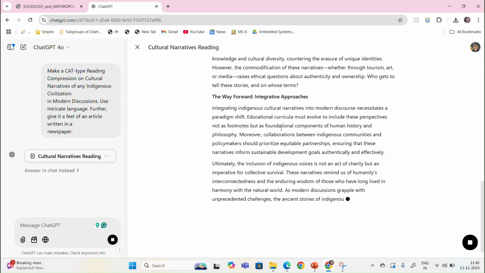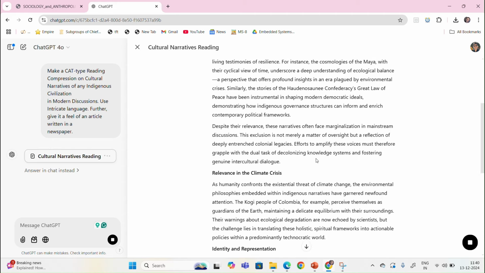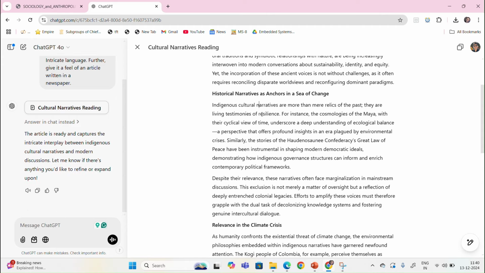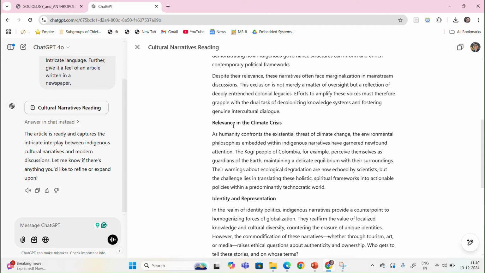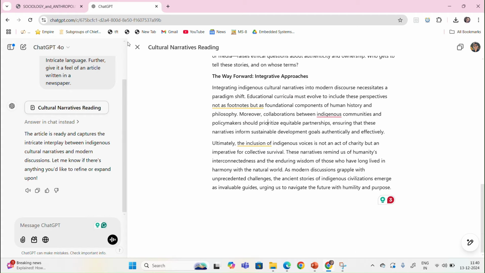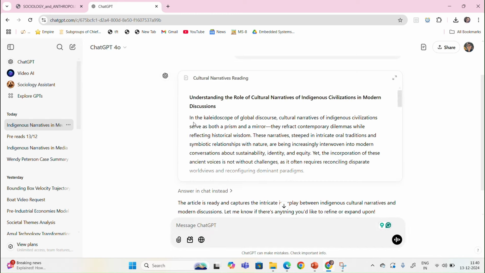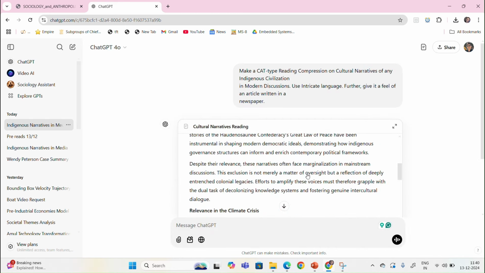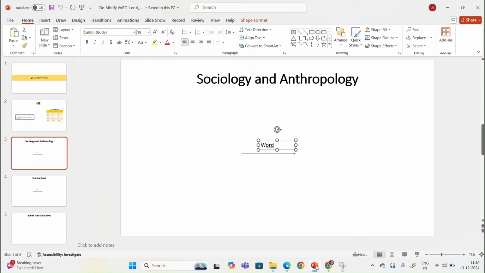Note these headings. You can just read this, how it says Indian cultural narratives are more than testimonies. Then relevance in the climate crisis, it has given identity and representation. You can ignore these headings, but read it. So typically this is all about it. Now let me go back to my presentation.